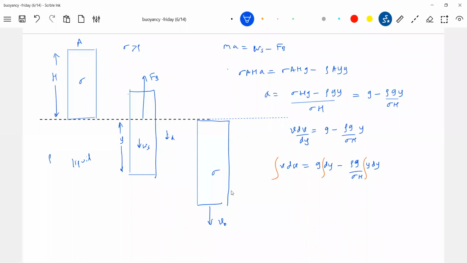Initially it is released from rest. So v goes from 0 to V naught, and y from 0 to h. First we'll calculate for y, then in the end I'll write h. Let's see the nature of it. v square by 2 equals g y minus rho g y square by 2 sigma h. Okay, this is the expression for the speed.